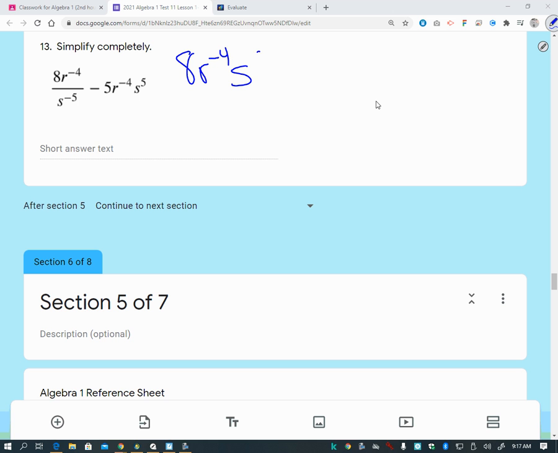Okay. Now, why s to the fifth? Right, because it moved across the division bar. What happens to the exponents? It changes signs, right? Okay, so you've got 8r to the negative fourth, s to the fifth. Okay, somebody else.